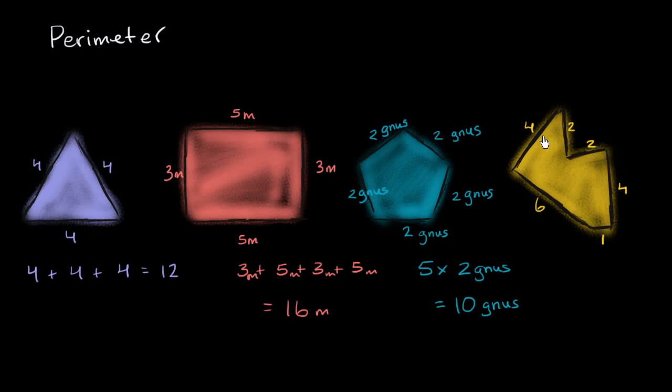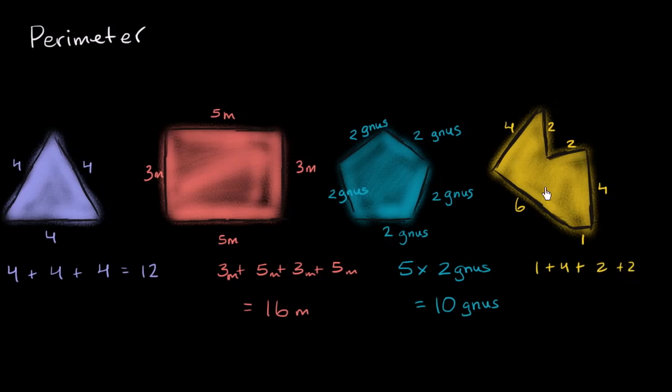How would you figure out its perimeter? Well, you just add up the lengths of its sides. And here I'll just do it unitless. I'll just assume that this is some generic units. And here the perimeter will be 1 plus 4 plus 2 plus 2. Let me scroll over to the right a little bit. Plus 4 plus 6. So what is this going to be equal to?